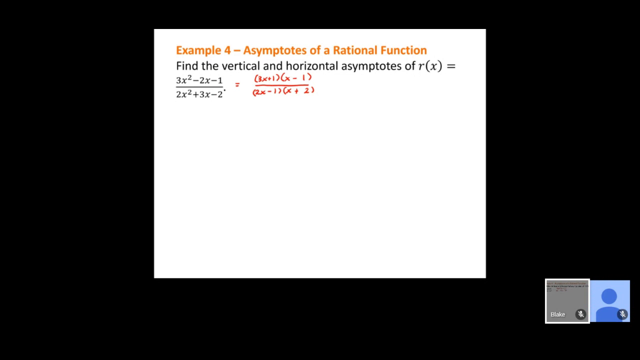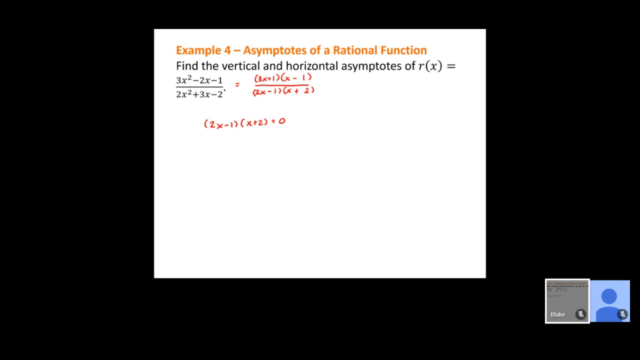Now, the whole reason for factoring first is to see if we have any common factors that might cancel out. In this case, there are no common factors in numerator and denominator, so we can stop right there. Okay, but we know we're going to set the denominator equal to 0 anyway, so by factoring it, we've already kind of done that first step of setting it equal to 0. So now what we can do is just take 2x minus 1 times x plus 2 and set that equal to 0.